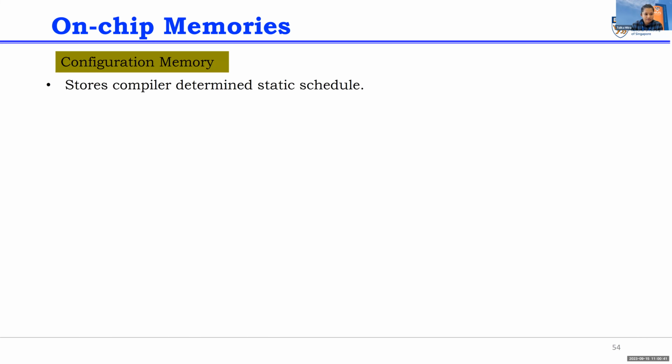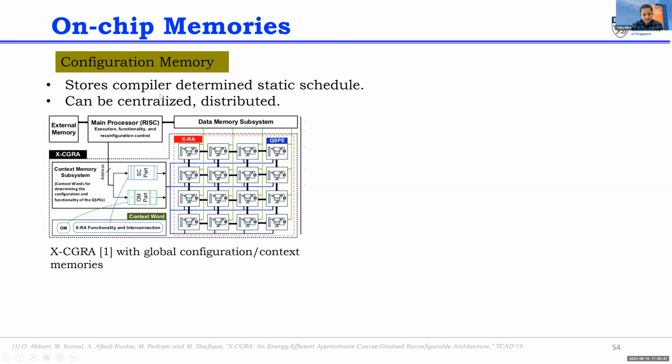Next, we'll move on to the configuration memory. As I said earlier, it will store the compiler determined schedule. So this also has either centralized designs or distributed designs. This CGRA has a global configuration memory, but in this type of design, we need to make sure this is accessible as fast as possible. Otherwise, there will be delay in accessing the configuration memory, which can affect the performance.